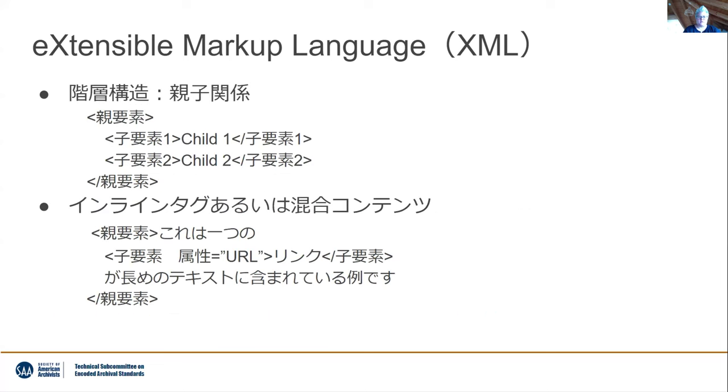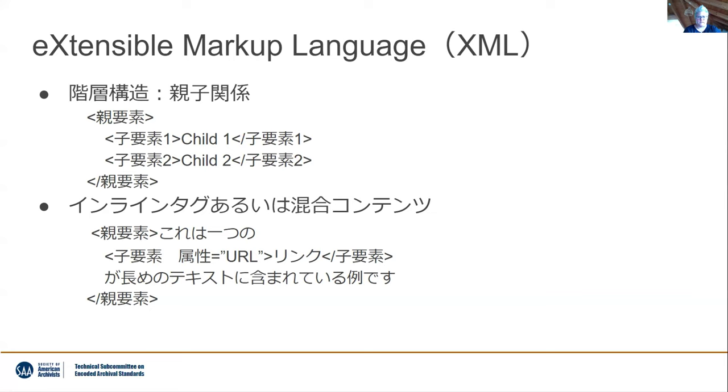There also is a concept of elements within elements, and there are essentially two different ways how this can happen in XML. There's one very structured way where essentially you have a parent element, and then you have children elements, and in these children elements, you will find the actual piece of information that is being encoded.